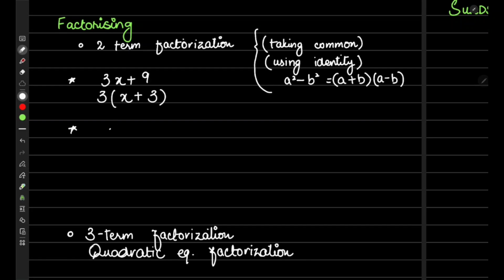So for example, if you take 8x square plus 21x, you can take only x common from it, so you'll end up getting x times 8x plus 21.